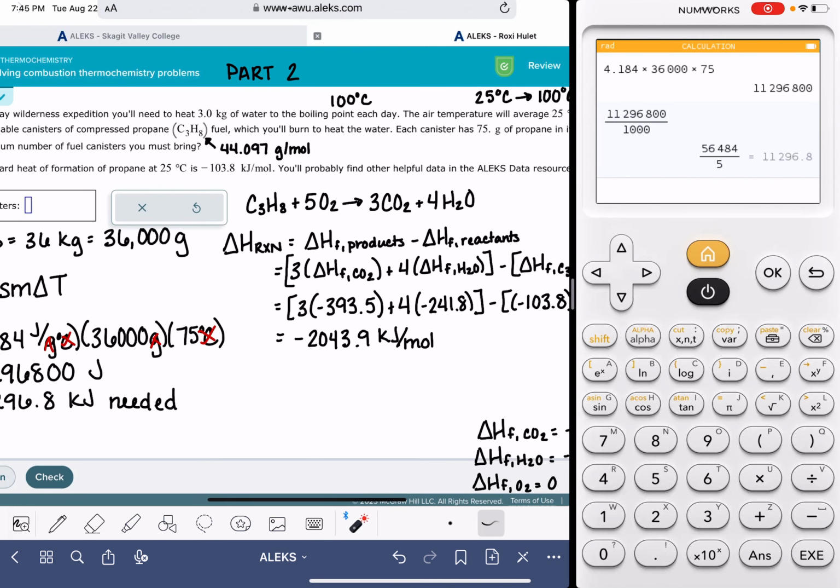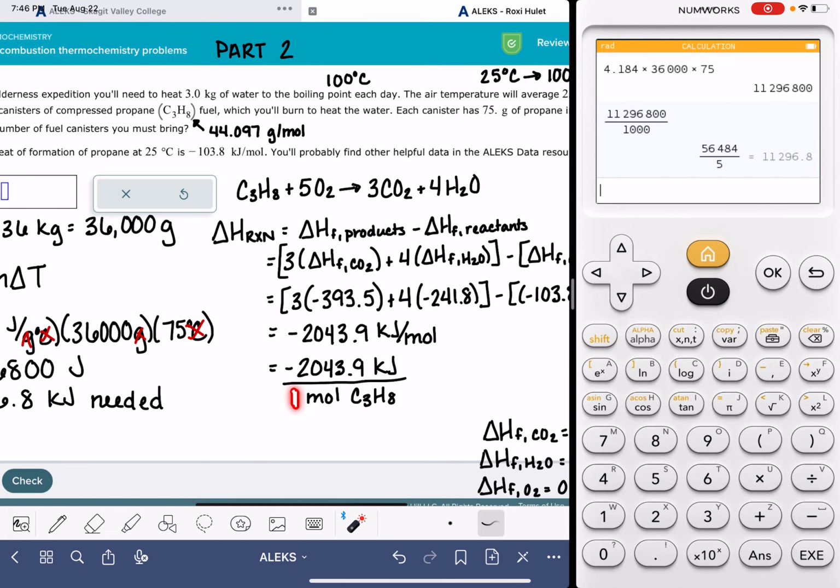Now, another way that I want you to think about this number right here, because depending on which fuel you're using, if you don't have C3H8, this part might be a little bit more tricky. So this 2,043.9 that I have for my problem, kilojoules, is kilojoules per mole, specifically per 1 mole of C3H8. And this 1 that I'm getting in this particular way of expressing this number is the stoichiometric coefficient from this balanced equation.